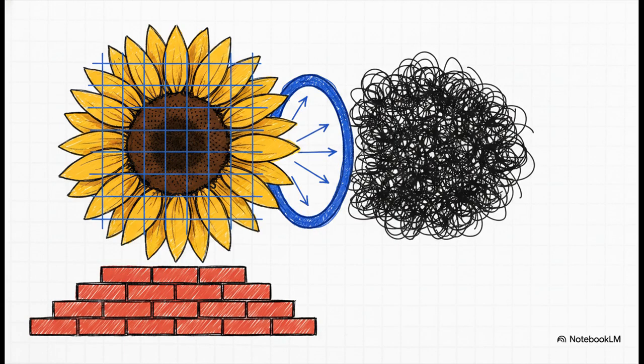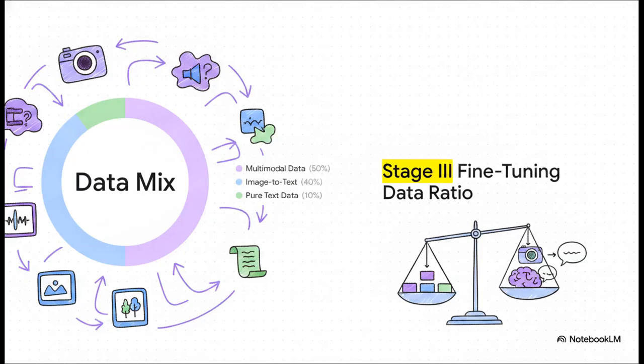This extended adaptation is absolutely crucial. It completely avoids the early image generation noise that notoriously plagues its competitors. Basically, it learns the basics perfectly before it ever tries to run. Now, consider the exact recipe for Stage 3 fine-tuning.